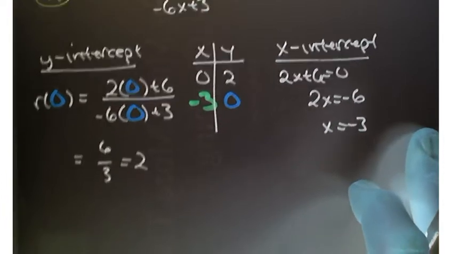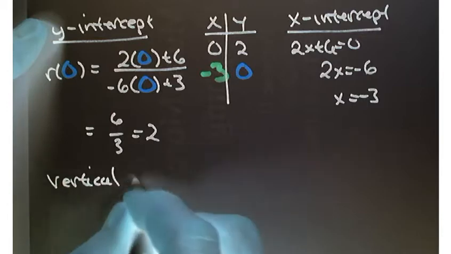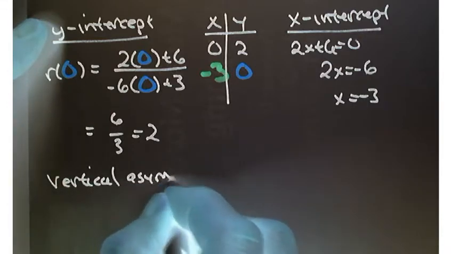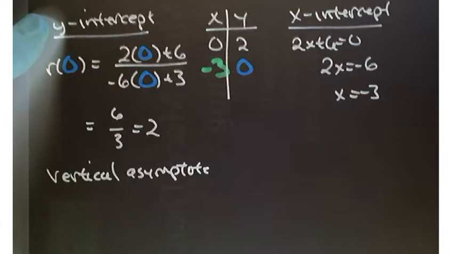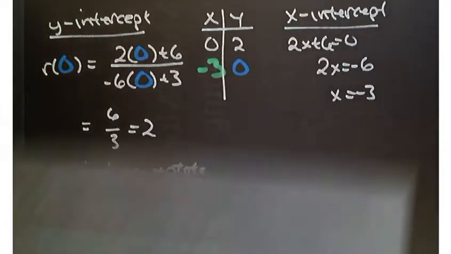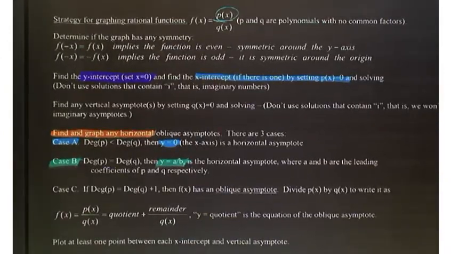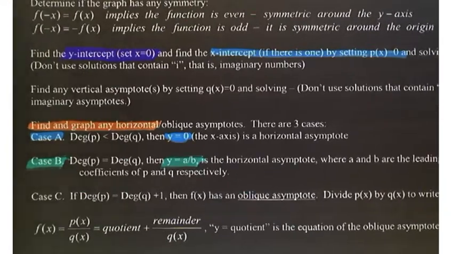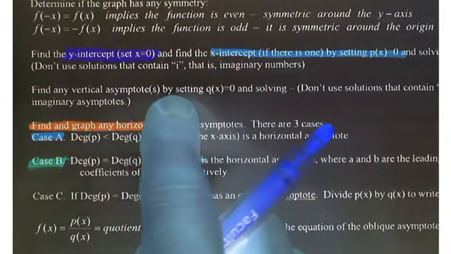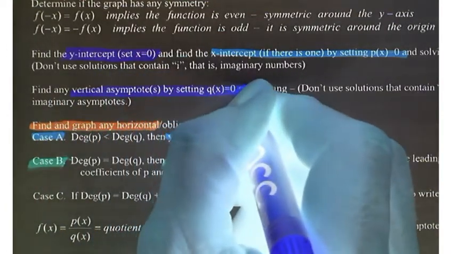Let's work on the vertical asymptote. How do we find the vertical asymptotes? Let's see. Well, that one's down here. You find the vertical asymptotes by setting the denominator equal to 0. Vertical asymptotes by setting q of x equals 0 and solving.